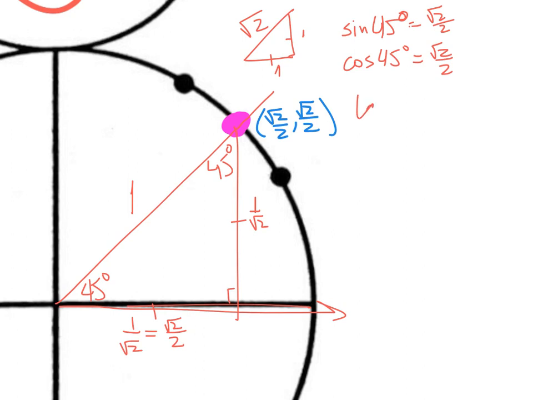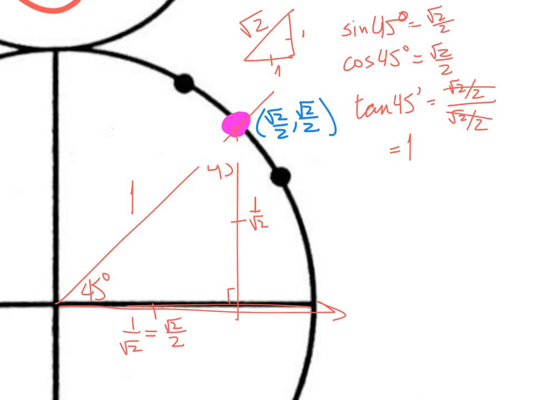And we could also find the tangent of 45 degrees because tangent is sine over cosine. So we're going to take square root of 2 over 2 over square root of 2 over 2. Everything's going to cancel, and so that tangent is going to equal 1.